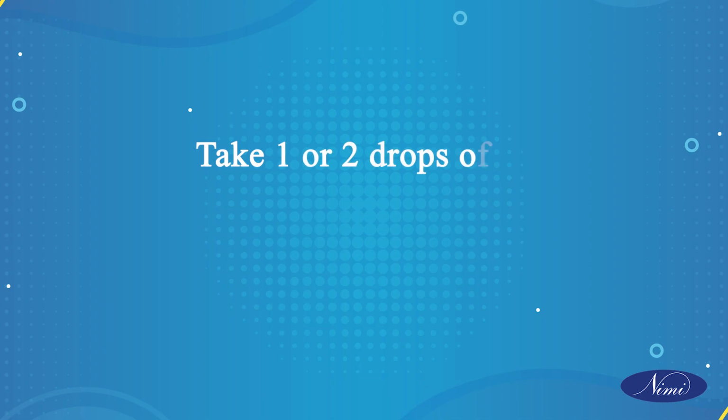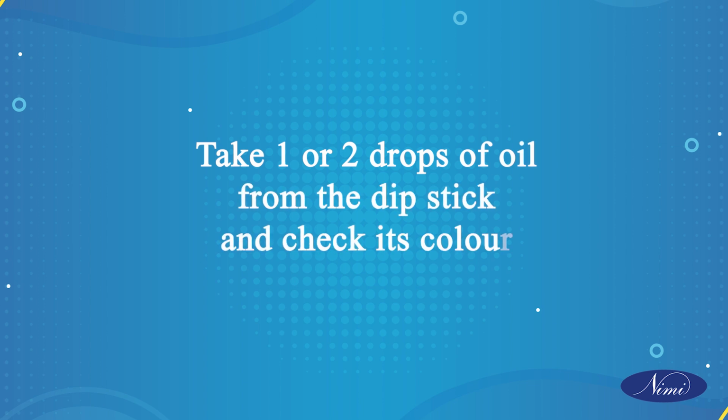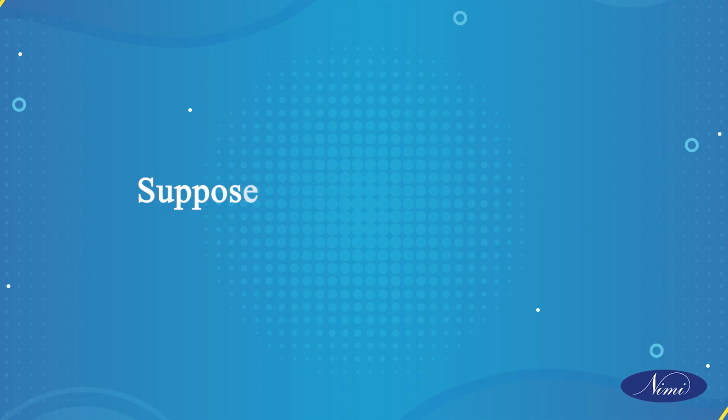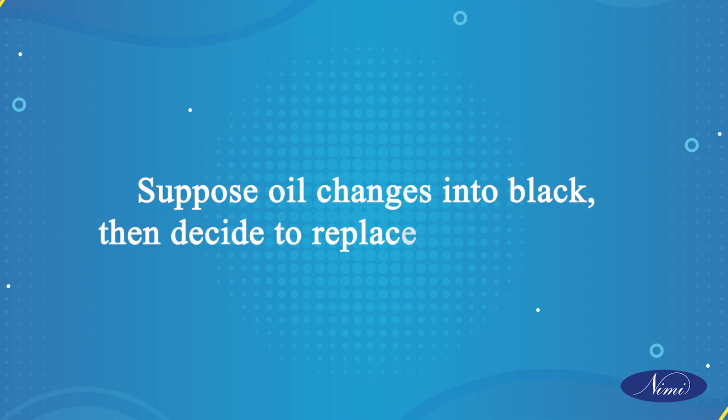Take 1 or 2 drops of oil from the dipstick and check its color and thickness. If it is in brown color, then the oil is good. Suppose oil changes into black, then decide to replace the engine oil.